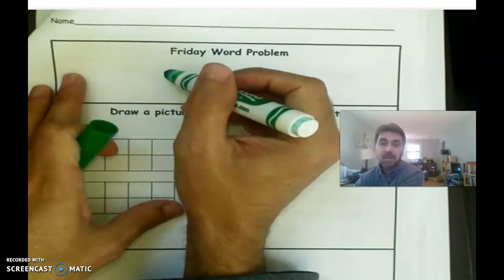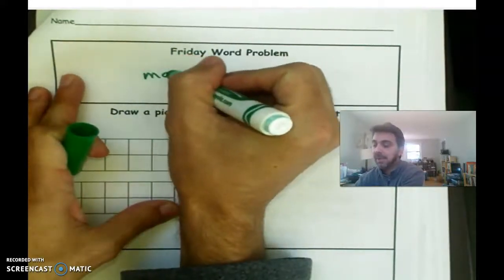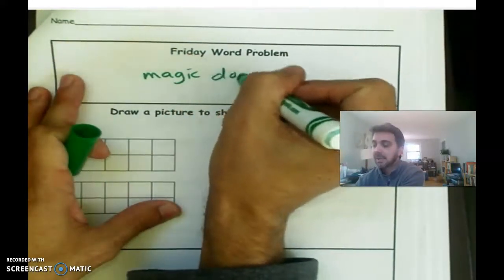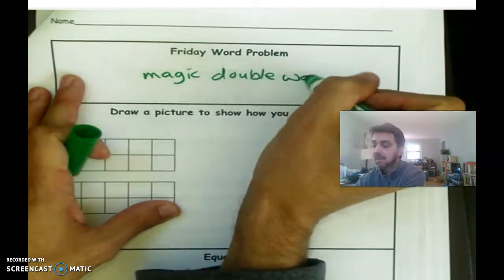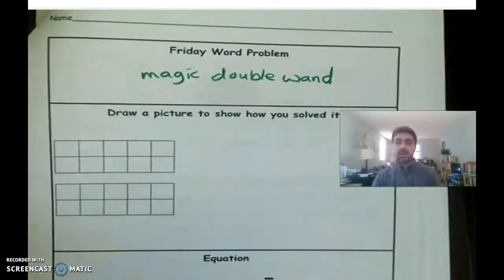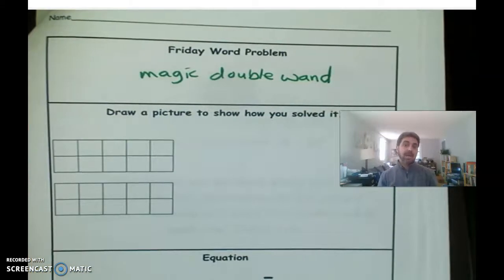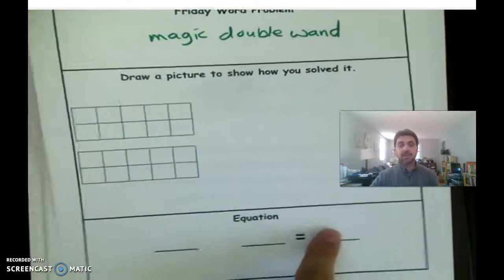If you need to know how to spell that, it's in your packet, but I'll put it right here. Magic double wand. Okay? So maybe you have something that you really want more of, and you can count how many you have and then say, if I use my magic double wand, I could double it. And then how many would you have? All right, and then you can put your equation down here.